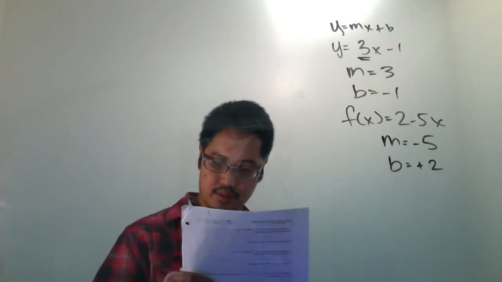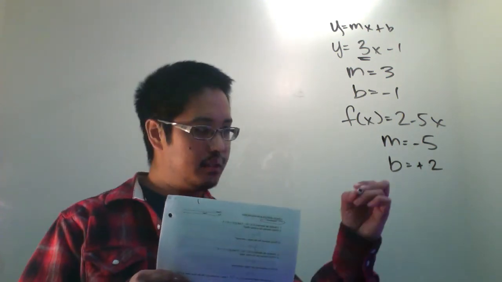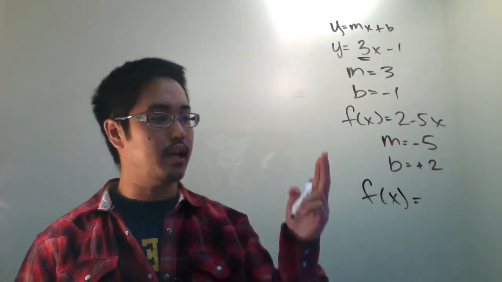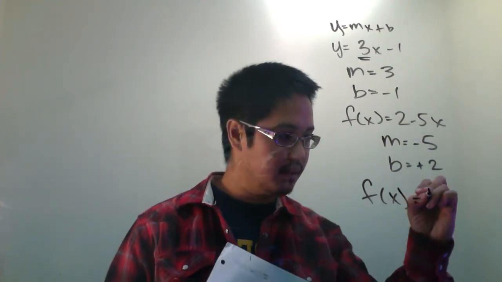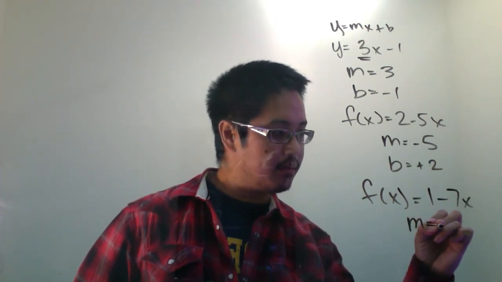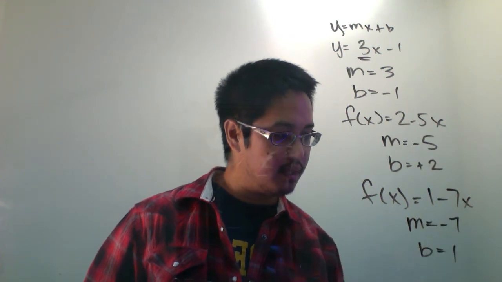Here we go, another one. Let's do this one. f of x. Notice how I interchange f of x and y. They mean the same thing. 1 minus 7x, that's pretty straightforward. m is equal to negative 7, b is equal to 1. That's it.